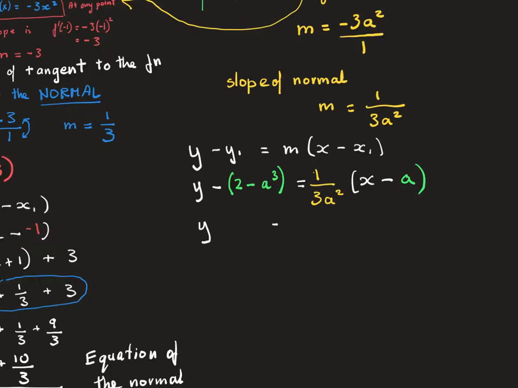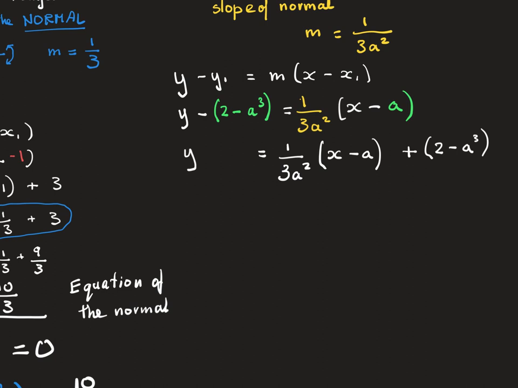y, and I will move this. This is the way I like to work through it. So I will add that 2 minus a cubed onto this side. Leaving it in this form is just as good. I don't think we need to go any further. We can just say that that is it.